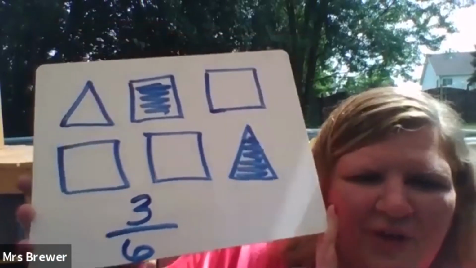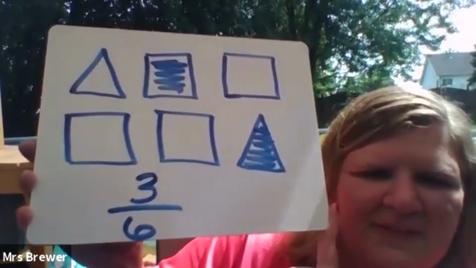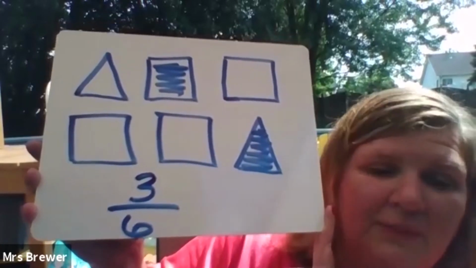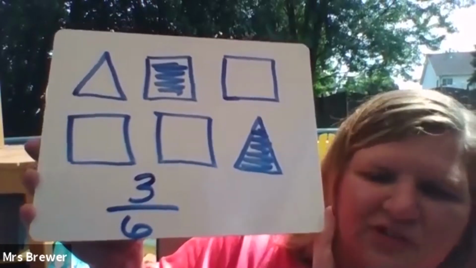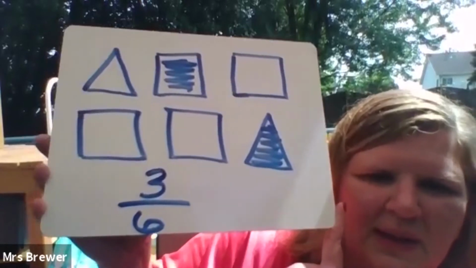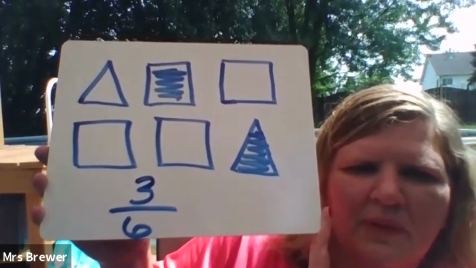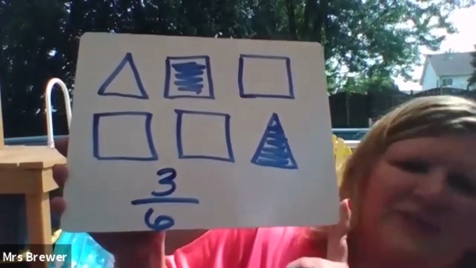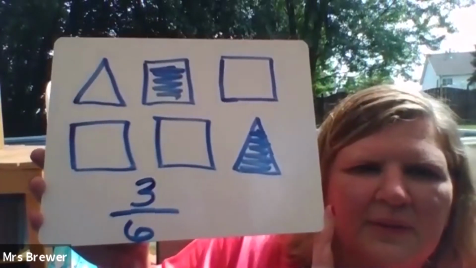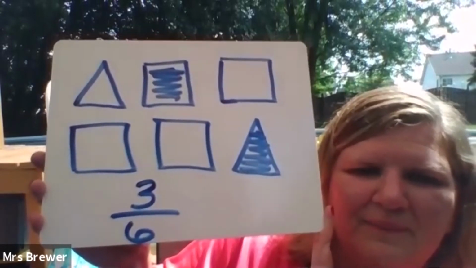See a lot of you touching your head. So is my denominator right? 6? Right, because we have what? Right, 6 shapes in all, right? Okay. Why is my numerator wrong? Oh, there's not 3 shapes shaded, are there? How many shapes are shaded? Only 2. So what should my fraction have been? You're exactly right. It should have been 2/6.